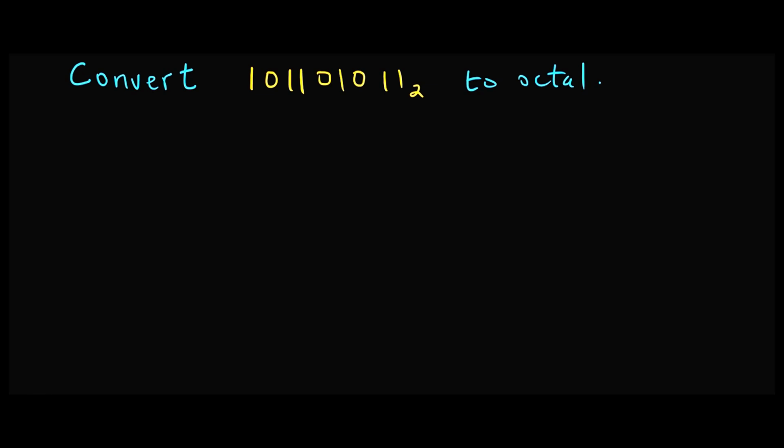Convert 10110111 base 2 to octal. So for us to do this, we are going to group these binary bits into threes.